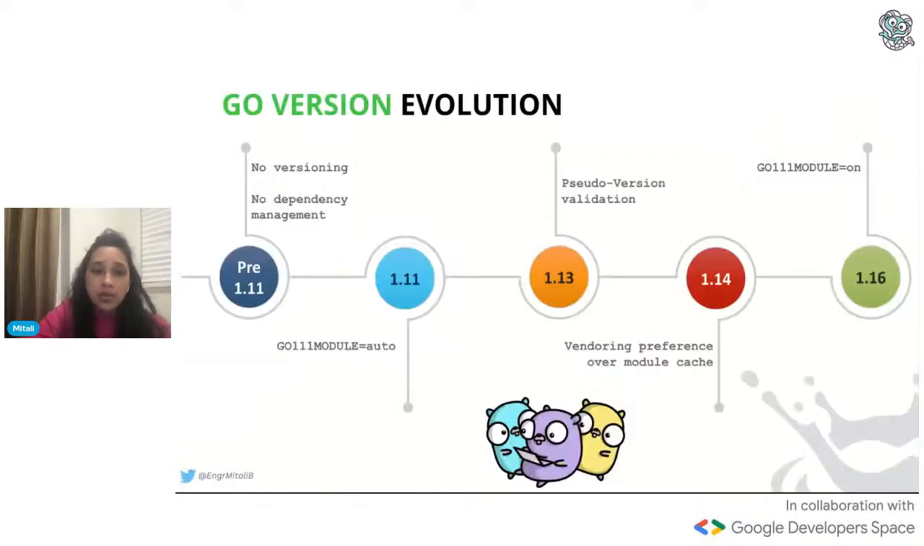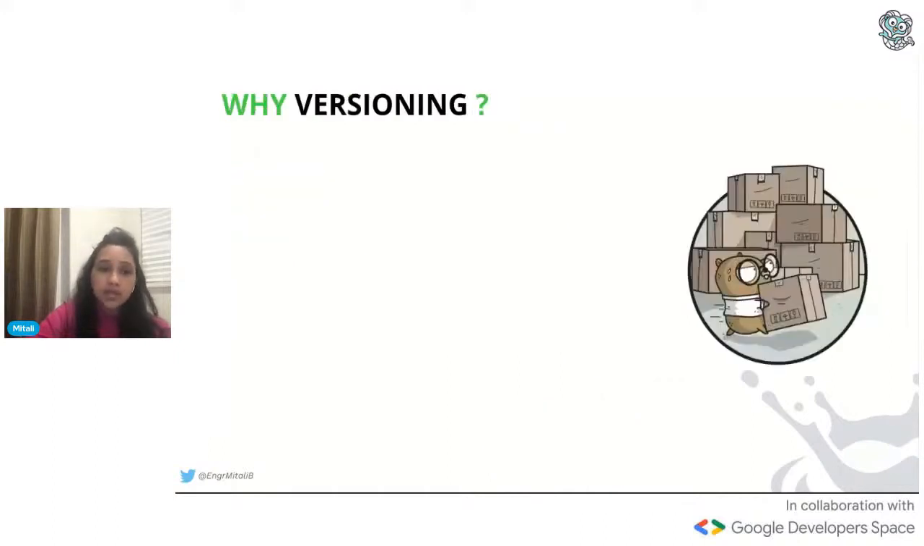So just to give an overview, we will be talking about the Go 1.11 module versioning system, and then what has changed for pseudo versions in Go 1.13. Then in Go 1.14, what changed related to vendoring, if you are still using vendoring. And finally, in 1.16, what is there related to modules.